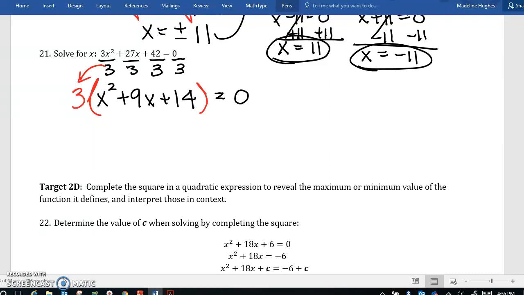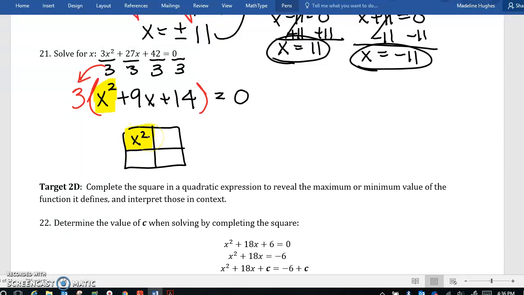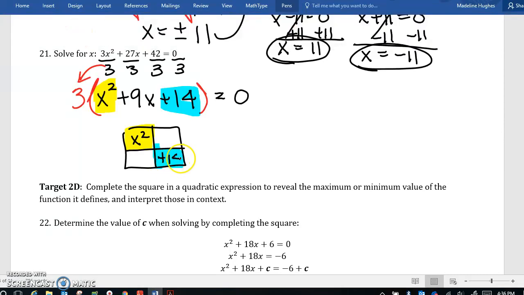And then we factor, okay, the part in the parentheses. Okay, so if I factor, I fill out the inside. So x squared will go in the first box. And then the last box is a positive 14. So that goes here as well. And I look for two numbers that multiply to a positive 14 and add to a positive 9.